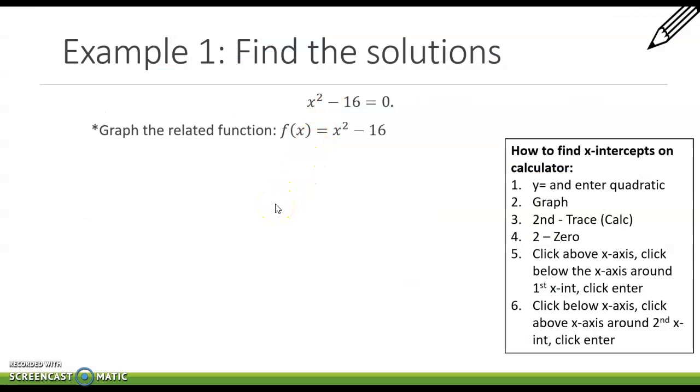So the solutions to this equation, according to our calculator, are x equals -4, because that was one of the zeros, and x equals +4, because that was the other one. Those are the two places where that function is equal to 0.